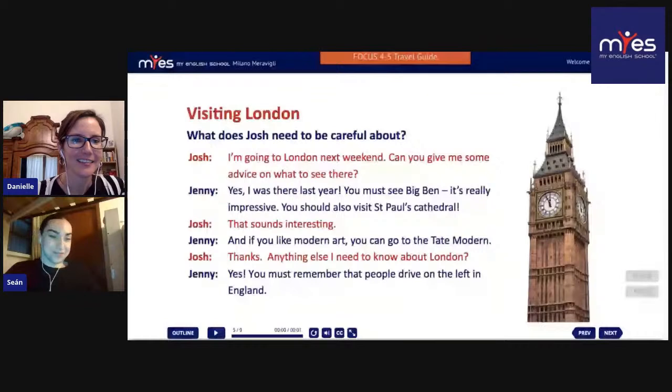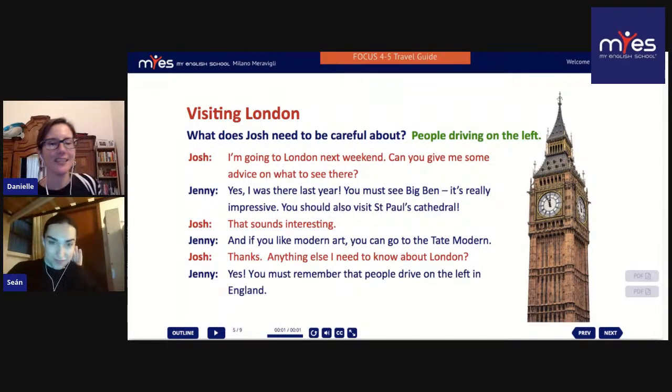Okay, so let's have a look. So we think it's that people drive on the left. So cars are on the other side of the road.